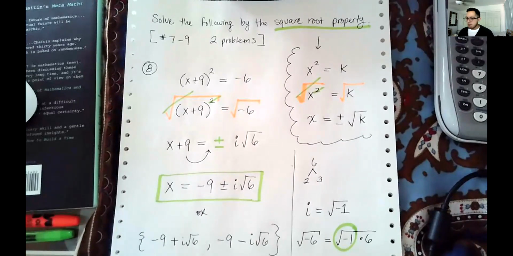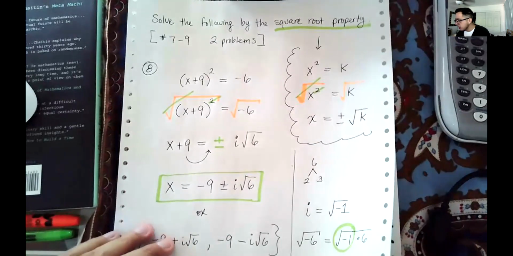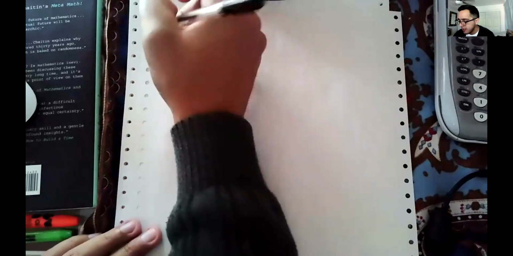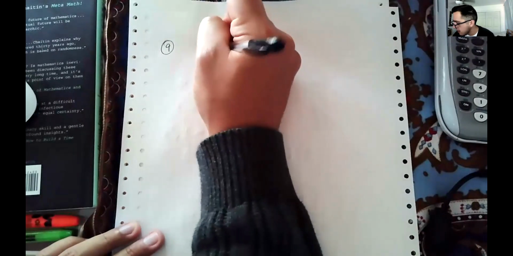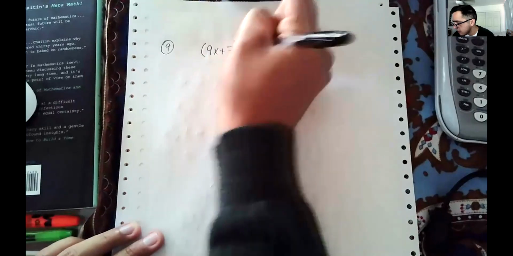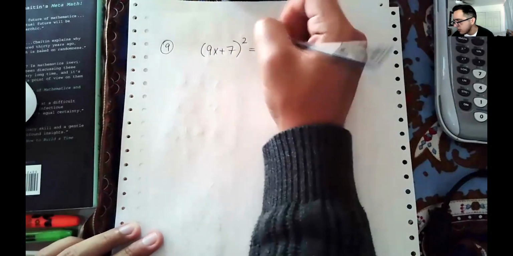No. Cool. Okay, let's take a look at another one that's like that. Let's look at number 9. Let's go ahead and solve 9: x plus 7 squared is equal to 11.